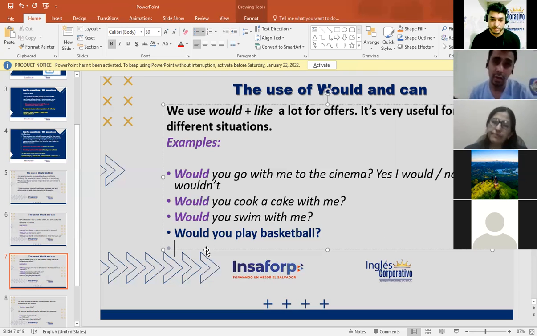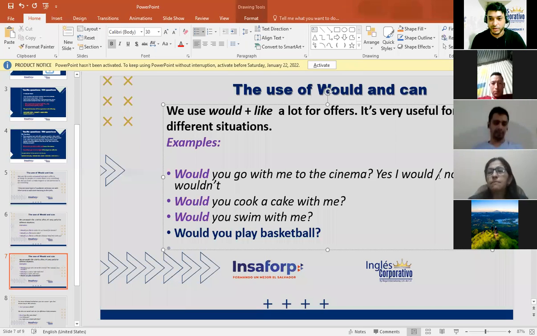I saw other examples on the internet, and most of the examples that I saw use would like or would love, something like that. So I thought it was a rule. No, that is common, that we learn the rule with those verbs, with like or love. But as you could see, we can use other verbs because we are making offers.